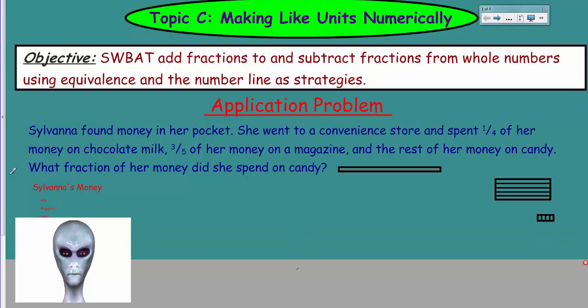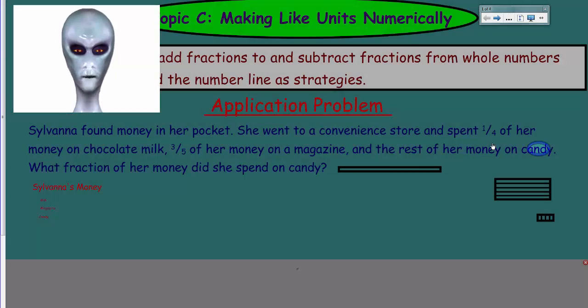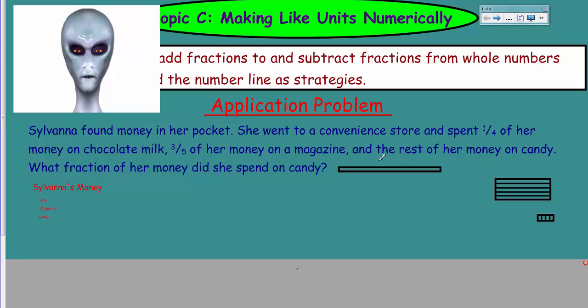Okay, it says Silvana found money in her pocket. How nice is that? She went to a convenience store and spent 1/4 of her money on chocolate milk. Doesn't sound healthy, Silvana. 3/5 of her money on a magazine. Of course, it was Science Daily, I'm sure. No. And the rest of her money on candy. Uh-oh. All right. Don't worry, Silvana. We're not going to tell anybody, okay? Although this is on YouTube. What fraction of her money did she spend on candy?